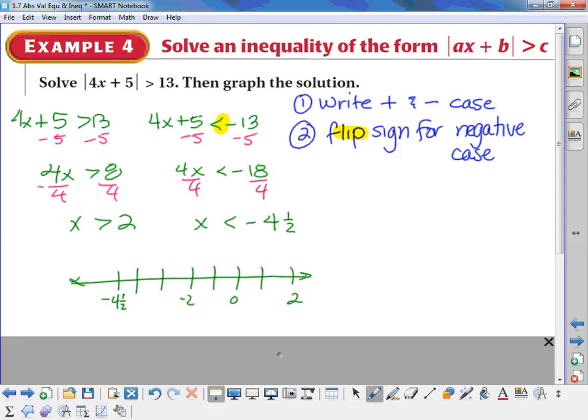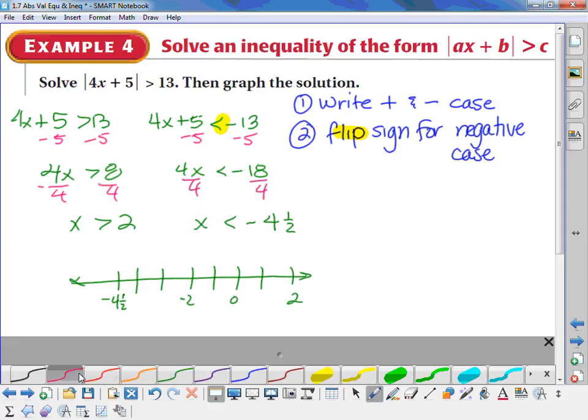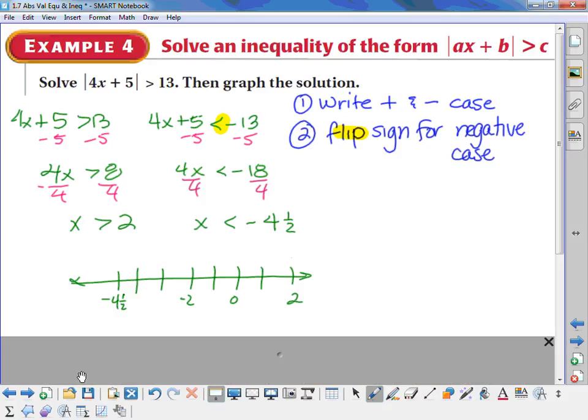Okay. All right, so if I'm graphing x is greater than 2, is the 2 part of the solution? Is it included in the solution? Can it equal 2 and be greater than 2? No. So I've used an open circle. And which numbers are getting greater? The ones to the left or to the right? To the right. So that would be going this way. Again, I have an open circle on the negative 4 and a half.